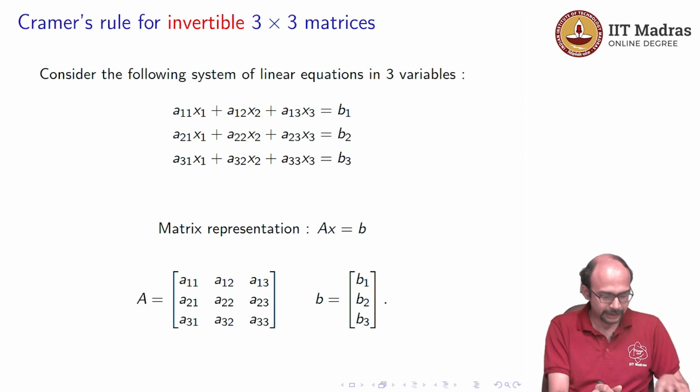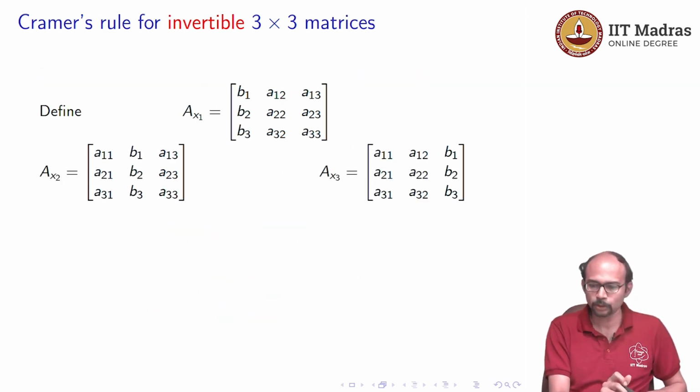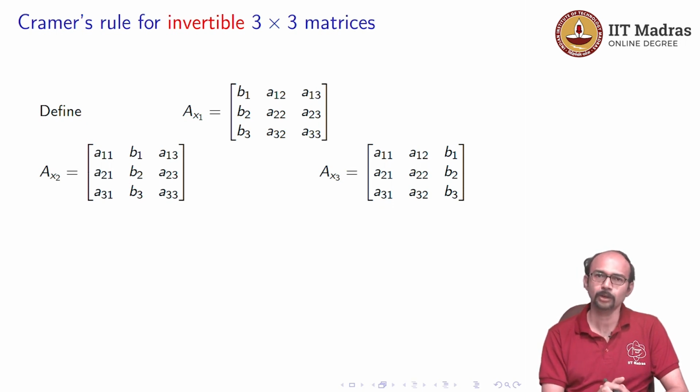Okay. So, in that case what is Cramer's rule? So, we will have to define these new matrices, again 3 by 3 matrices. So, A subscript x1 is where you replace the first column of A by the column vector B. A subscript x2 is where you replace the second column of A by B, and A subscript x3 is where you replace the third column of A by B.